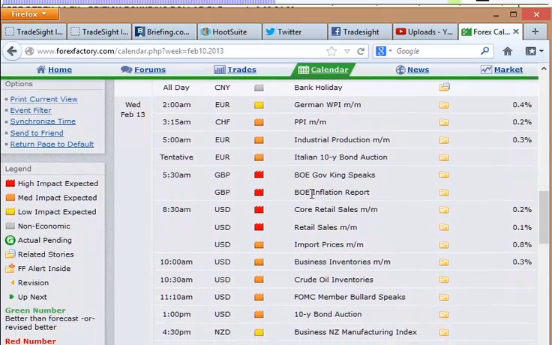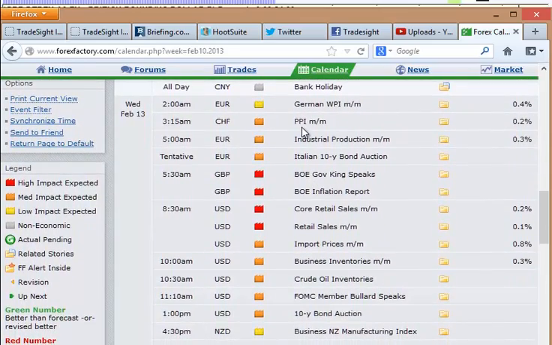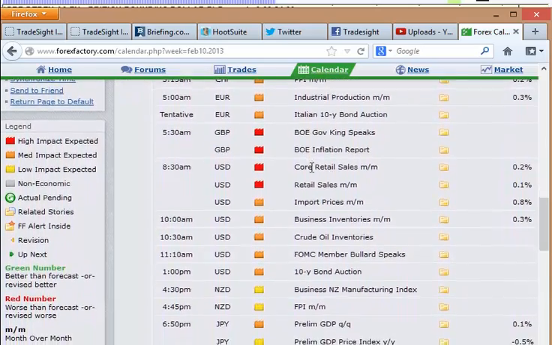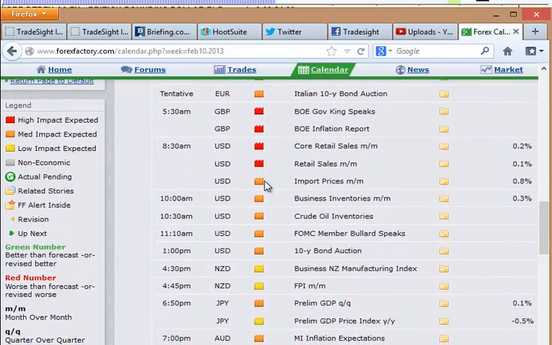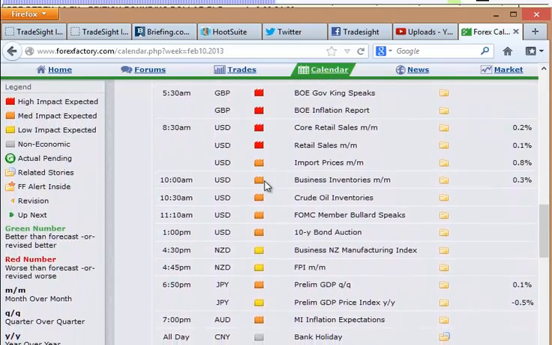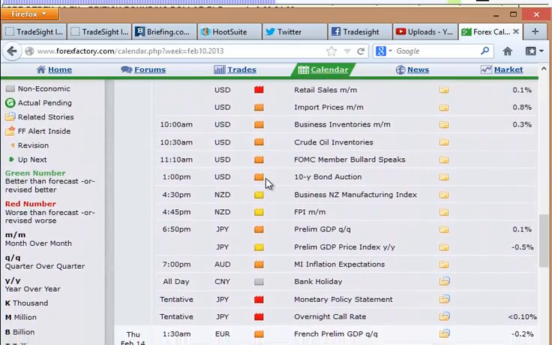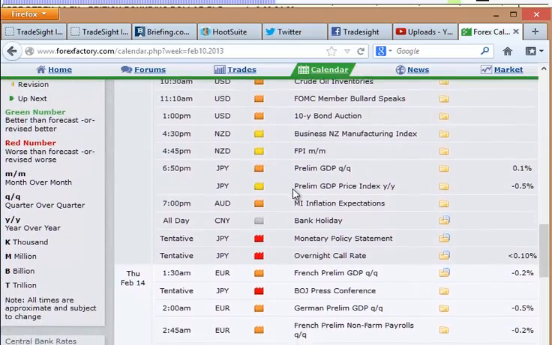Europe, German WPI going into Wednesday morning. PPI out of Switzerland. Industrial production out of Europe. Nothing major there. U.S. data coming into Wednesday: core retail sales, import-export prices, business inventories data, crude oil. None of this stuff is big for Forex. That takes us to Wednesday evening.